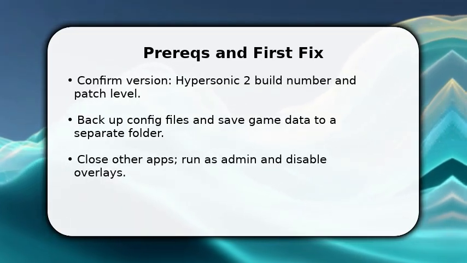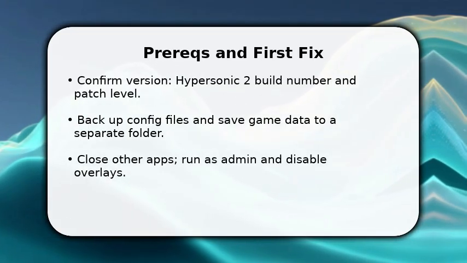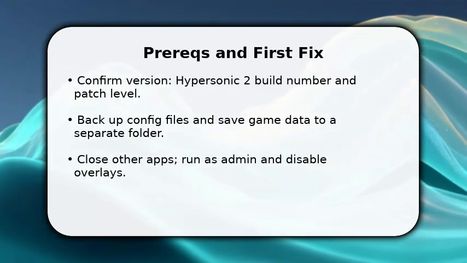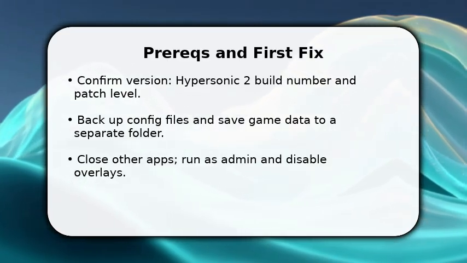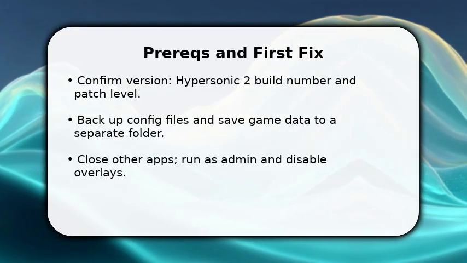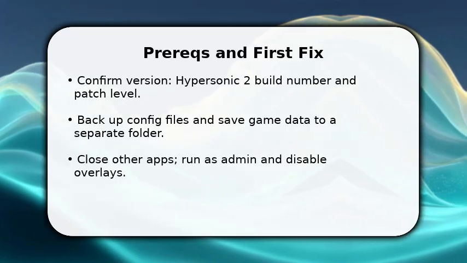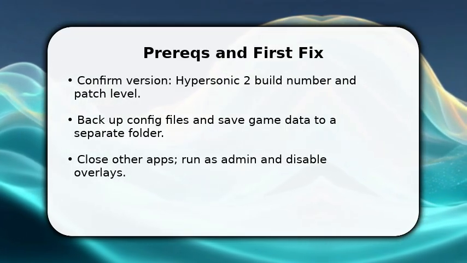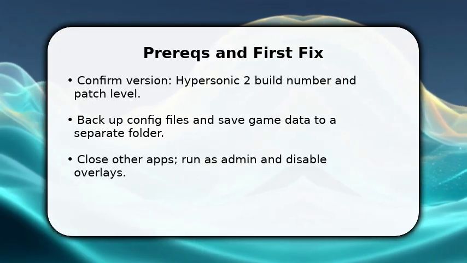You'll start by verifying the exact Hypersonic 2 build and securing your files, because mismatched versions or corrupt configs cause this error. Once you've backed up saved games and config, close overlays and background programs that hook the game. Then run the launcher as administrator to ensure proper permission. While this looks basic, it prevents permission and version mismatches that block later steps.